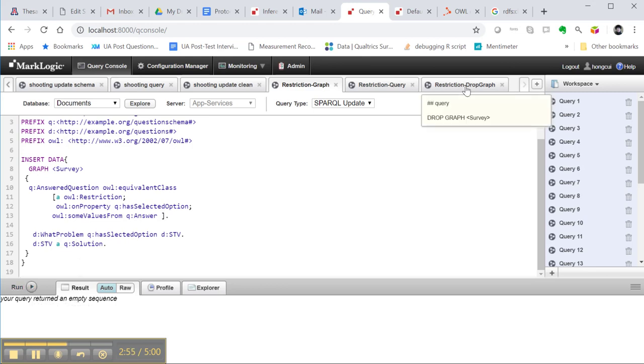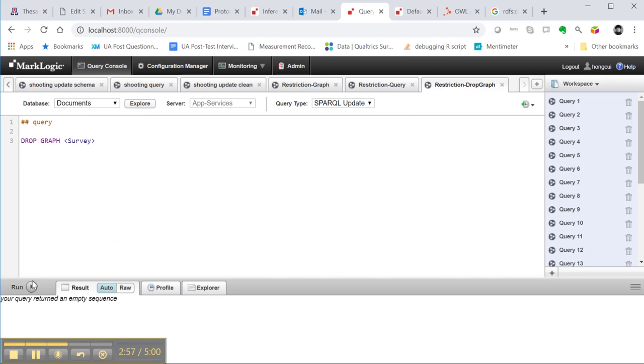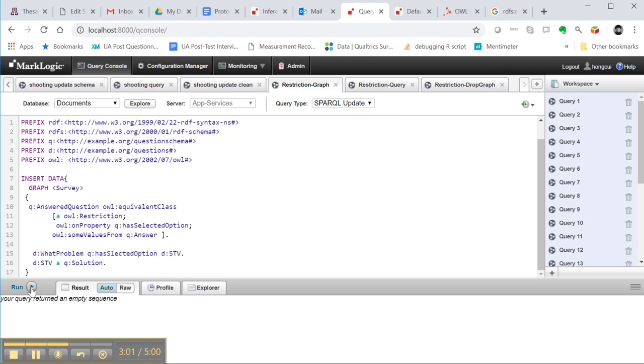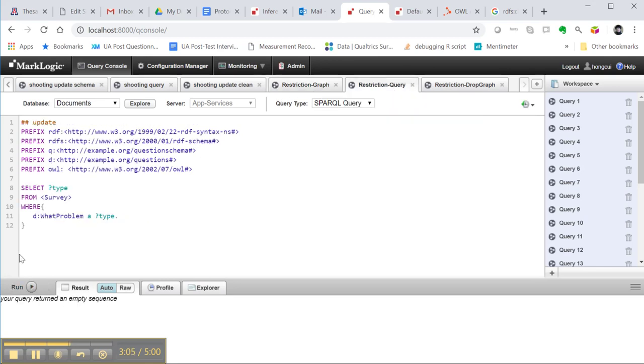So again, let's drop the graph and then recreate a fresh graph, and then we can query this. Again, the system cannot infer what type word problem is. So that confirms the two conditions.